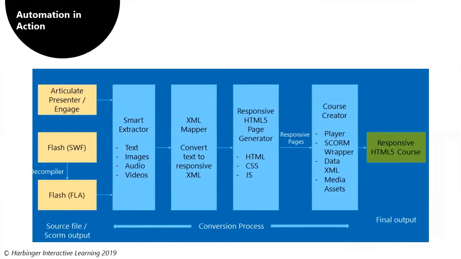So let's assume that we have our legacy courses. They are developed in a proprietary Flash tool, and in some cases we have the source files, and in some cases we do not have the source files. Depending upon the type and nature of the legacy courses, we'll be able to write automation utilities, and these automation utilities will be able to extract the media assets. These automation utilities are called the Smart Extractor, and these media assets are text, images, audio, and videos.